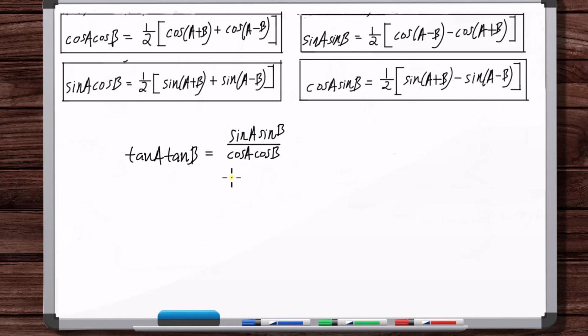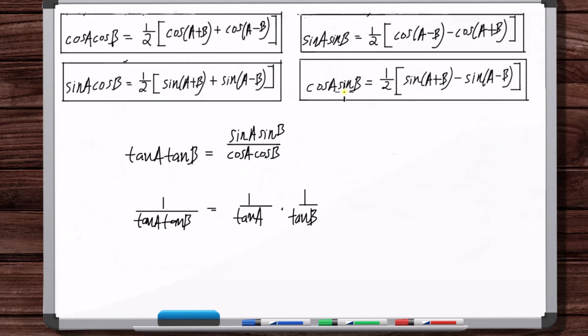You could divide sine A sine B by this, and you see you get tangent of A times tangent of B. And then if you wanted cotangent of A times cotangent of B, then you take the reciprocal of this, right? This here is equivalent to 1 over tangent A times 1 over tangent B. That's cotangent A times cotangent B. So it's the reciprocal of this.